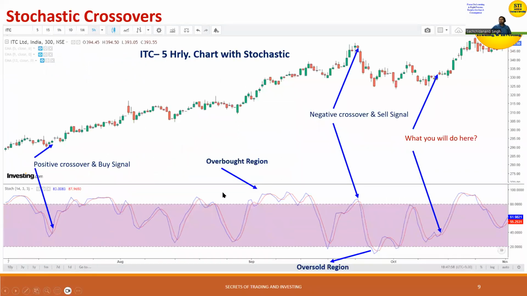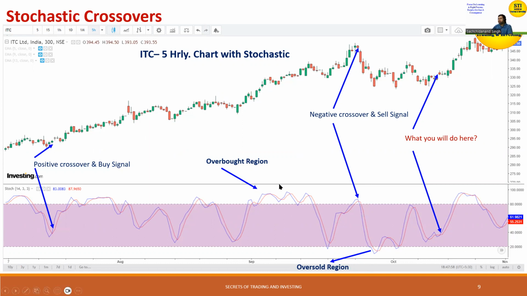What is the significance? It is similar to MACD. Wherever the blue line is crossing over the red line in a positive or upward direction, it is called a positive crossover, and it gives a buy signal. And whenever the blue line is crossing down the red line in a negative or downward direction, this is called a negative crossover, and it gives a potential sell signal.